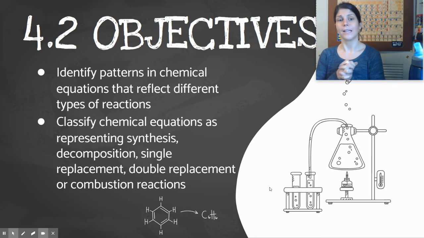And basically, for that reason, because there's so many reactions going on, scientists want to try to classify them. And they can really classify them into 5 different types of reactions: synthesis, decomposition, single replacement, double replacement, and combustion reactions. So we're going to talk about them.